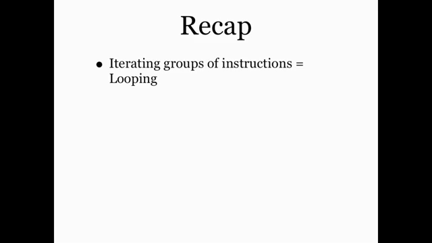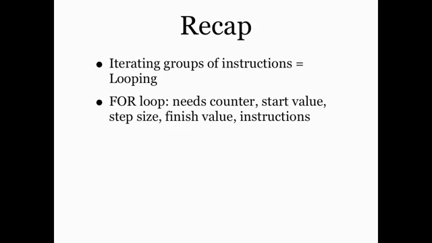So let's recap what we learned in the screencast. We learned about iterating groups of instructions, and that is known as looping. And we've seen that MATLAB has at least one kind of loop, and there's another kind coming. The one we've learned about here is called a for loop, and it requires 5 pieces of information: a counter, a starting value for the counter, a step size for the counter, a finishing value for the counter, and a set of instructions to execute.